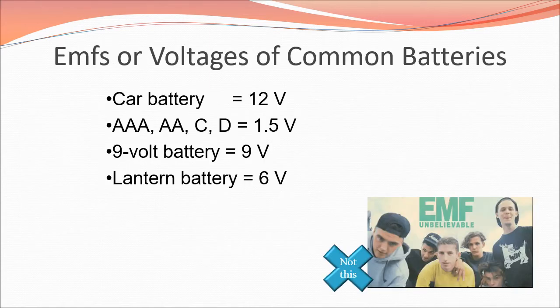Some typical electromotive forces, EMFs, or voltages of some common batteries. The battery in your car generally puts out 12 volts. Any of the batteries that you'd use around home, AAs, AAAs, Cs, Ds, put out 1.5 volts. A 9-volt battery very conveniently puts out 9 volts. A lantern battery, those big rectangular prism type batteries that used to be used in big torches, they're not so common anymore.